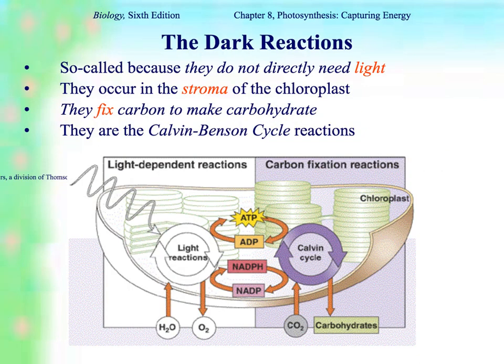All right, so the second part of the reaction of photosynthesis is called the dark reactions. It's so called because they don't need light. It doesn't necessarily happen in the dark, but they don't need light for it to happen. All of this occurs in the stroma of the chloroplast, not in the thylakoid. Basically we are fixing carbon to make our carbohydrates. These reactions are called the Calvin cycle or the Calvin-Benson cycle.